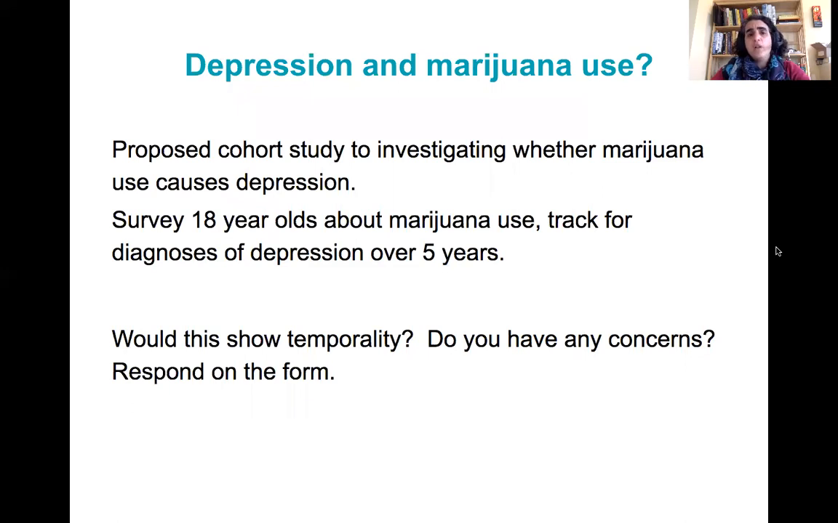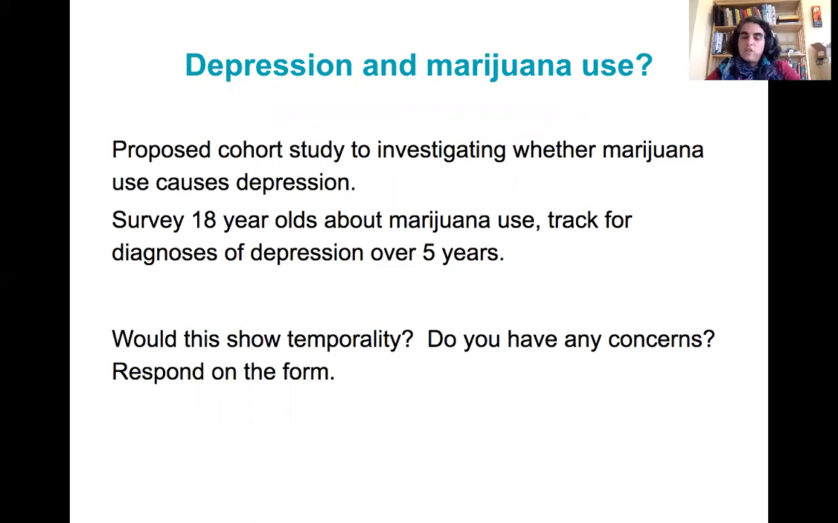Now you have to be careful. Let's think about looking at a link between depression and marijuana use. So we might have a cohort study that investigates whether marijuana use causes depression. We'll survey 18-year-olds, and let's say none of them are diagnosed with depression at the time of the start of the study. So you might survey 18-year-olds about their marijuana use and track them for depression diagnoses, possibly also continuing to get information on the marijuana use over 5 years.